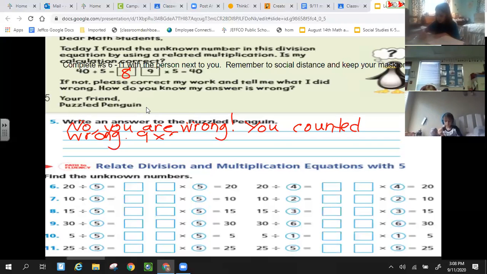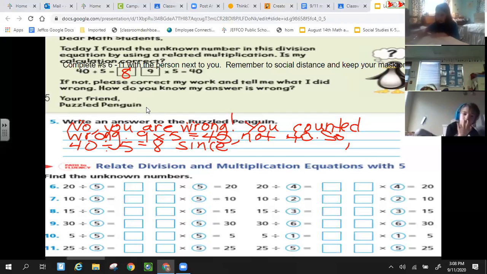9 times 5, and you said equals, you remember, everybody? The more we say it, the more we'll learn it. 45? Yay! 9 times 5 equals 45, not 40. So 40 divided by 5 equals 8, since 8 times 5 equals 40.